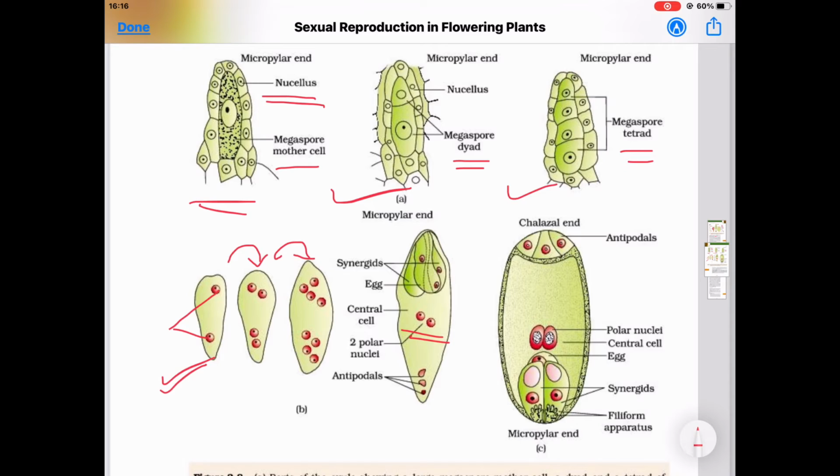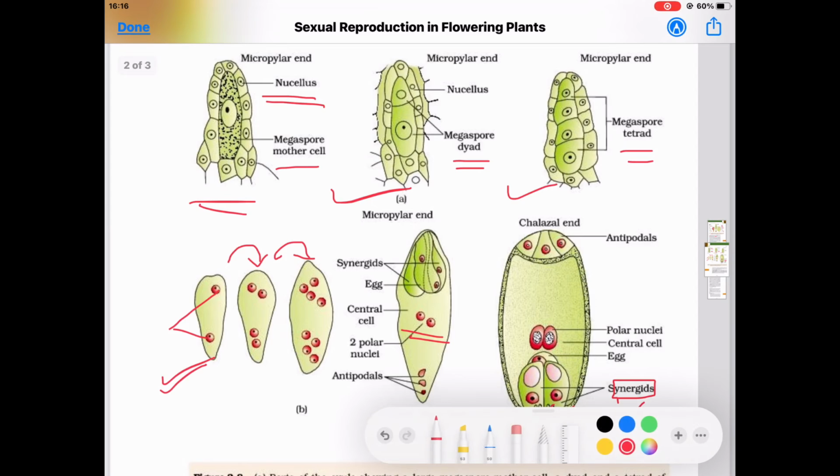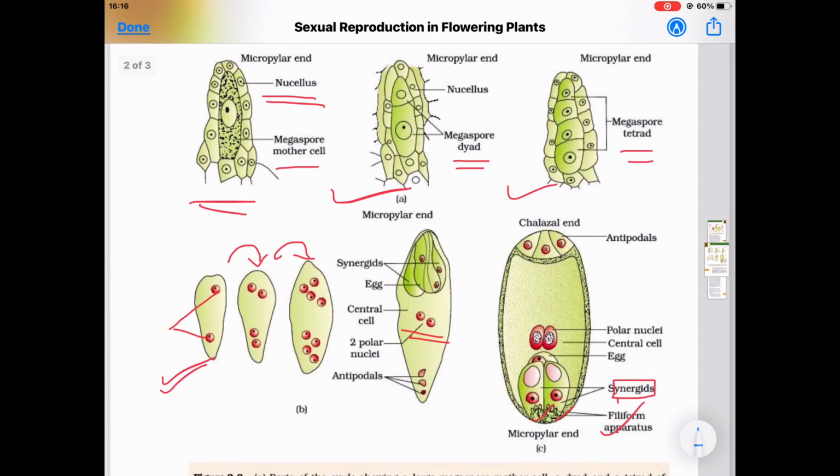Where the micropylar end is present, on that side one egg is there. And with the egg, 2 synergid cells are there. Synergid cells have filiform apparatus. Some structures are present, known as filiform apparatus, that guide the pollen tube towards the egg.